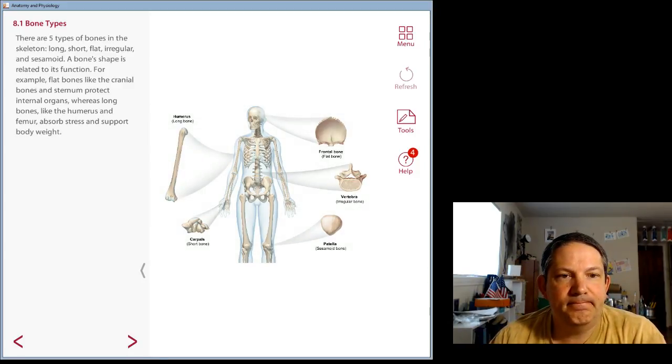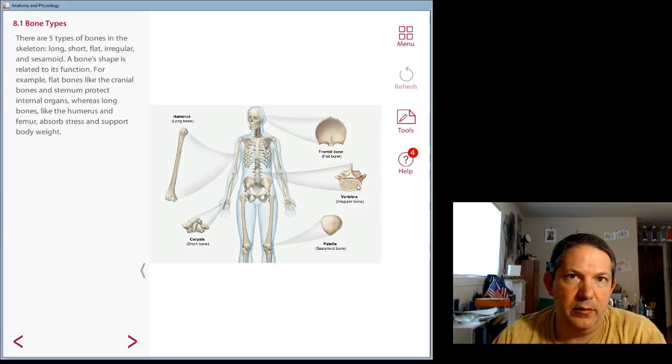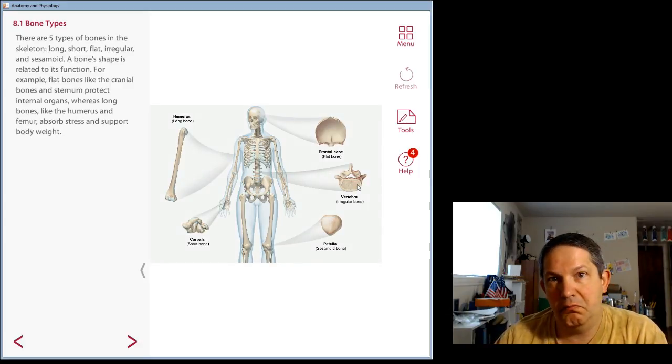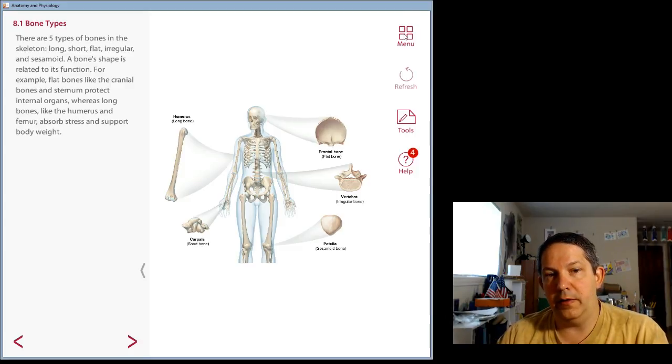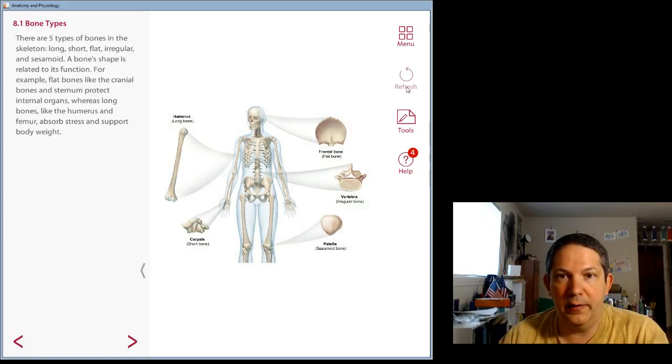And then we have irregular bones, like the vertebra. All the vertebrae are weird shapes, so hey, let's just call them irregular. So not particularly exciting classifications, I don't think. And then the sesamoid bone, we'll talk about bone formation. And sesamoid bones, you don't have many, but they're forming, in this case, kind of within a tendon.